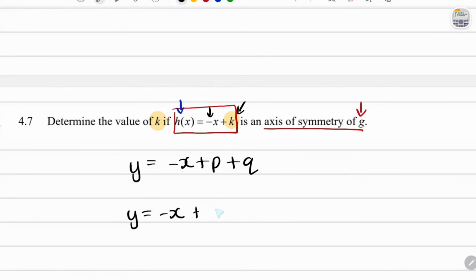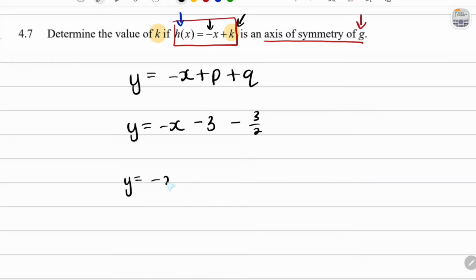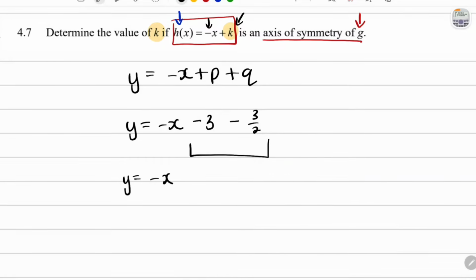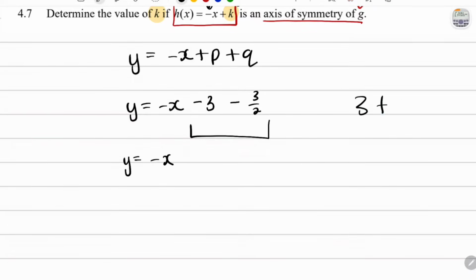So y equals -x plus -3, which is just minus 3, plus negative 3 over 2, which is just minus 3 over 2. So y equals negative x, and then you're just going to have to simplify that. Okay, that's like saying 3 plus 3 over 2. You multiply those, that gives you 6 plus 3, which is 9. So that's going to be 9 over 2. But it's negative, okay, because it's negative minus that. So that's negative 9 over 2. You can also use a calculator.